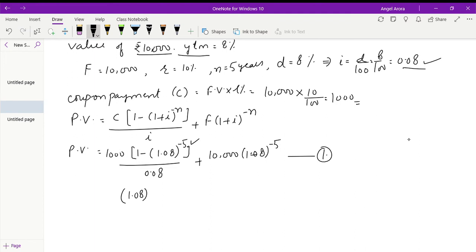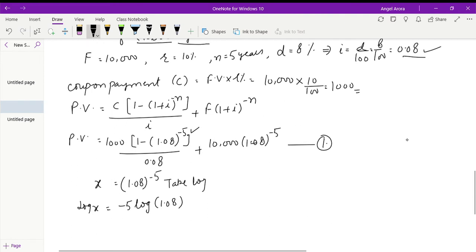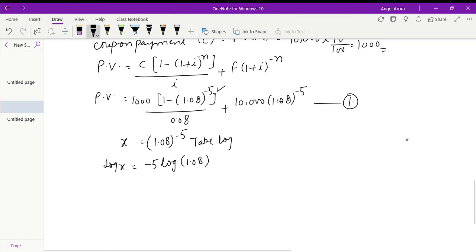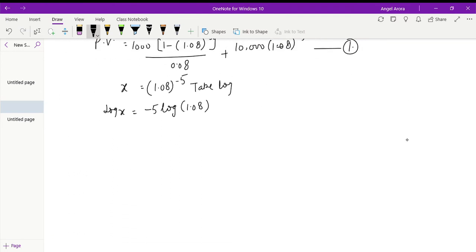1.08 raised to minus 5. Take this as x. Let's assume that it is equal to x. So now taking log on both sides. So log x is equal to minus 5 log 1.08. So now from log value chart we can read the value of 1.08. So whenever we have to find a log value, we have to see whether it's more than 1 or less than 1. So 1.08 is obviously more than 1.